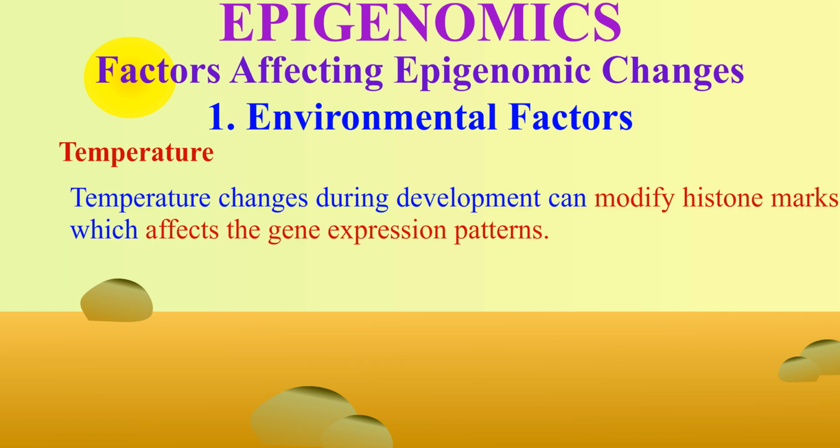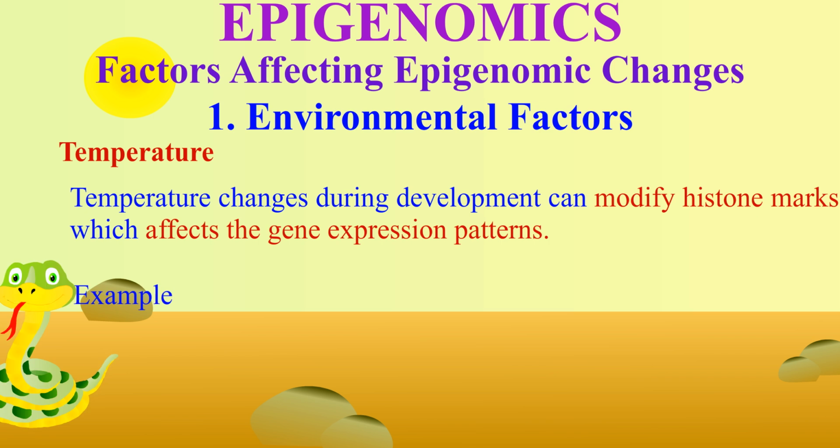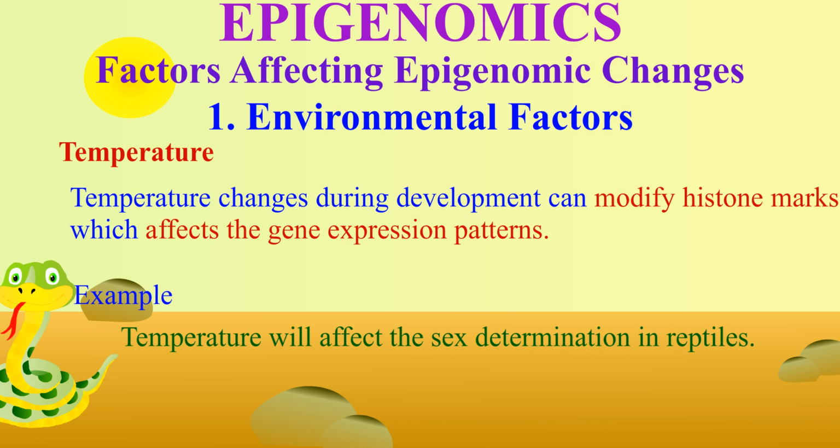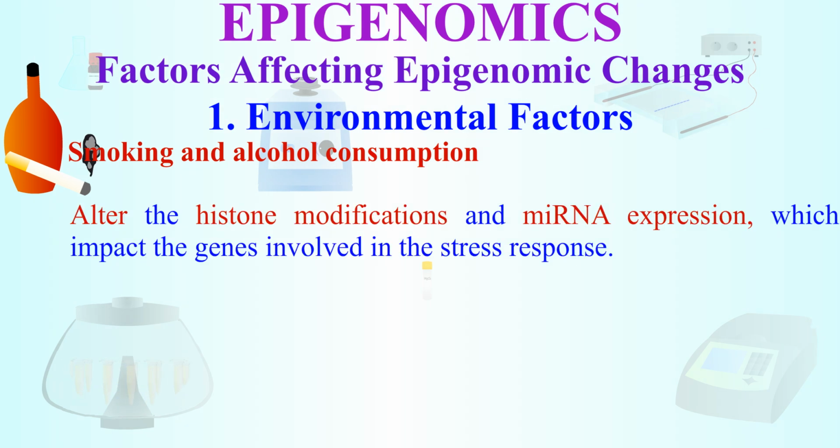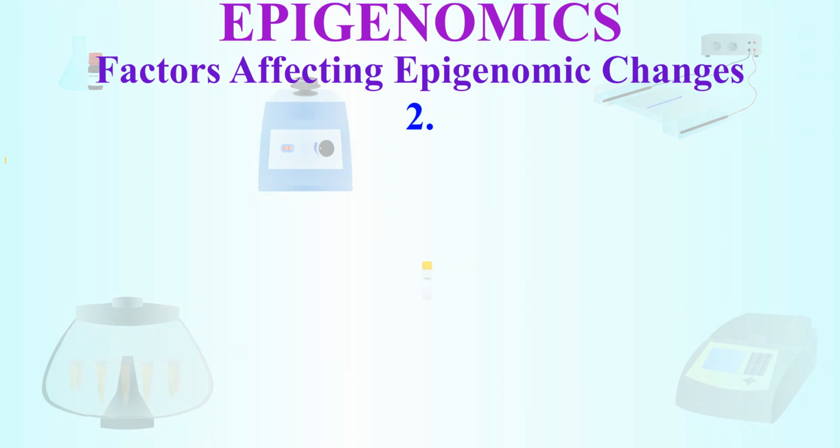Also, temperature changes during development can modify histone marks, which affects the gene expression patterns. For example, temperature will affect the sex determination in reptiles. Chronic stress, like smoking and alcohol consumption, can alter the histone modifications and miRNA expression, which impact the genes involved in the stress response.